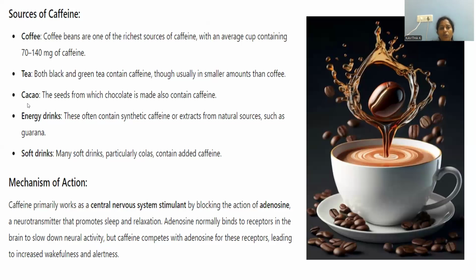Then cocoa seeds. We can collect cocoa seeds, and they are most important for the manufacturing of chocolates, and they also contain caffeine. So coffee, tea, cocoa are the sources from which we are able to extract the alkaloid called caffeine.